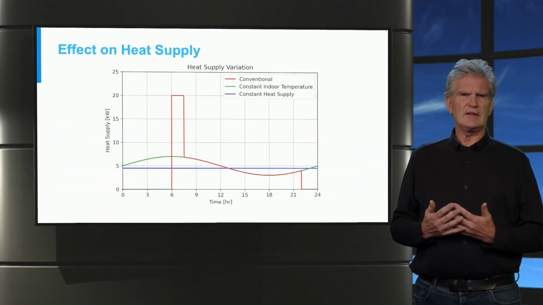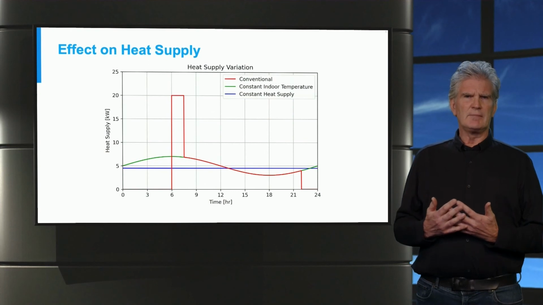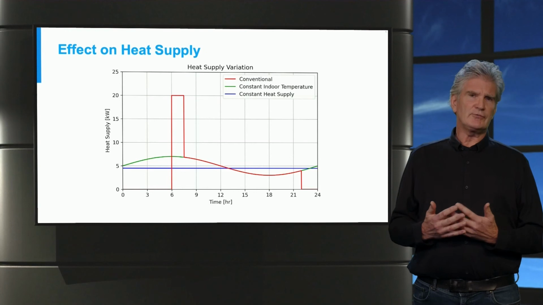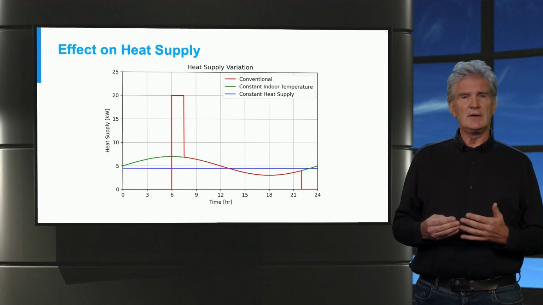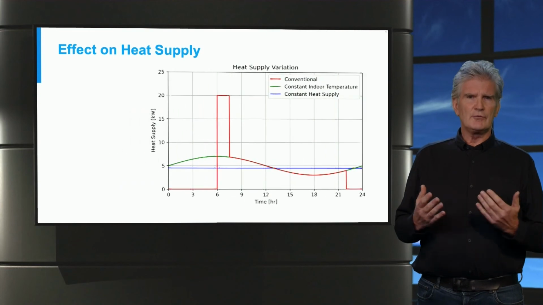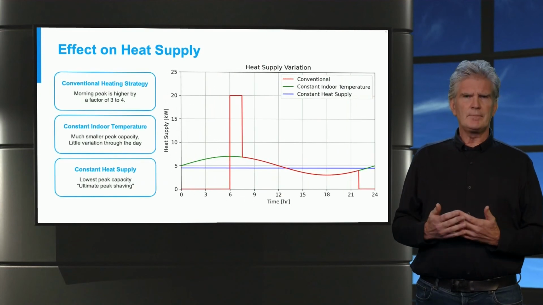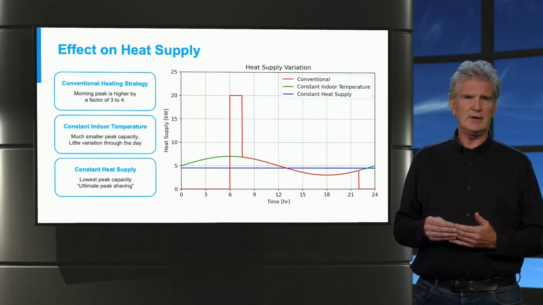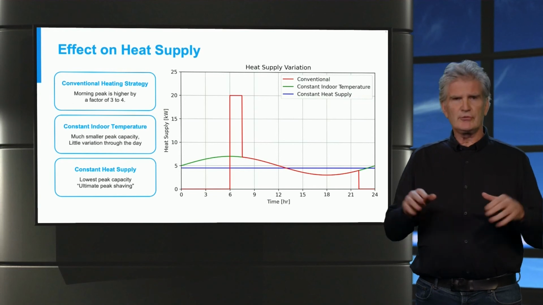First, let's have a look at the effect on the heat supply and the maximum heating demand. In this graph you can see the profiles for the required heating demand over the day for the 3 different control strategies. For the conventional heating strategy, the red line, you see a large peak in the heating demand in the morning.